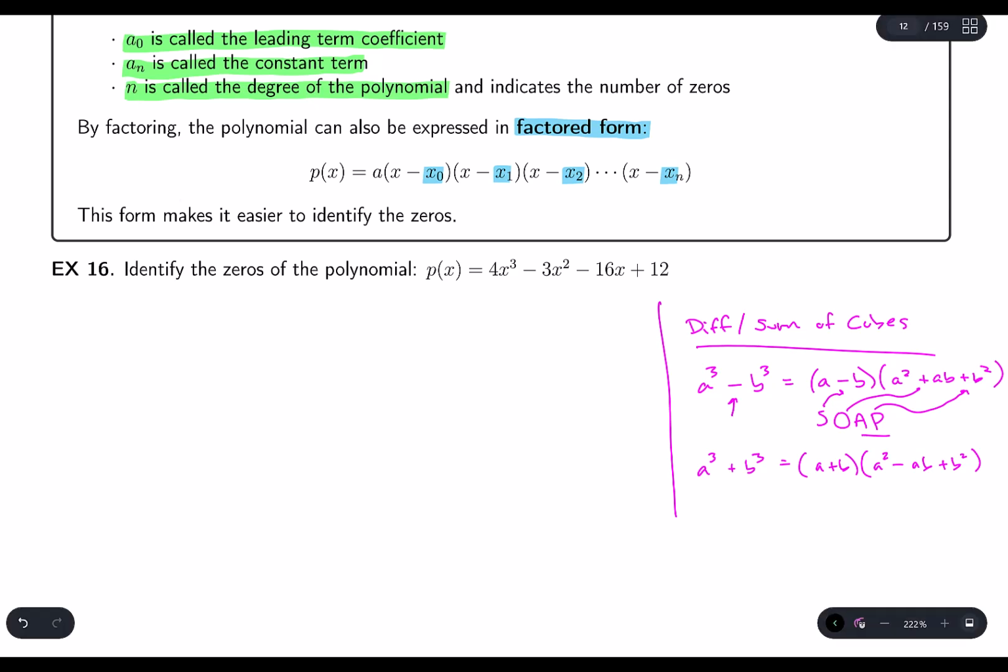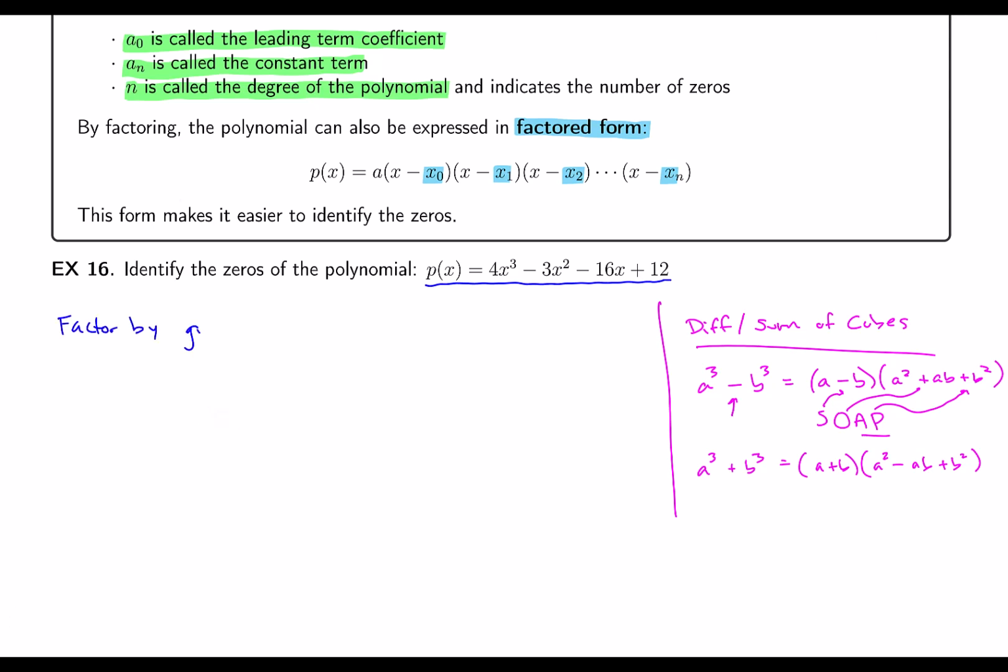Another is like this example. So I have this polynomial p of x, which is 4x cubed minus 3x squared minus 16x plus 12. Clearly, the difference and sum of cubes formulas would not apply in this particular case. However, there is a method of factoring this, which is called factor by grouping. And when you see higher degree polynomials, it will often factor by grouping. And what that means, I'm going to write it down. So factor by grouping.